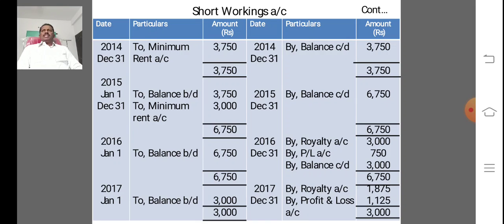In the year 2016, credit by royalty, we pay royalty 3,000, we are recovering short workings 3,000. Credit P&L account, we have not recovered 750, and the remaining balance carried down is 3,000, and this 3,000 is brought down to next year 2017. To balance brought down 3,000. By royalty account 1,875. By profit and loss account 1,125.